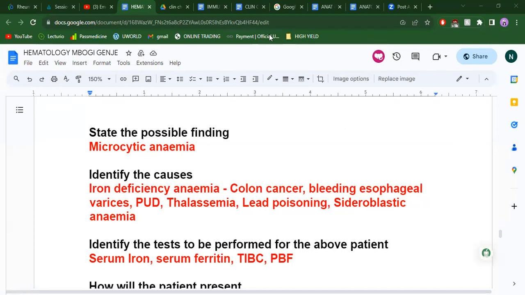Will the TIBC be increased or decreased? Increased. Why? Because it's the total iron binding capacity, so it's how much the body wants to bind to iron. So it will be increased.